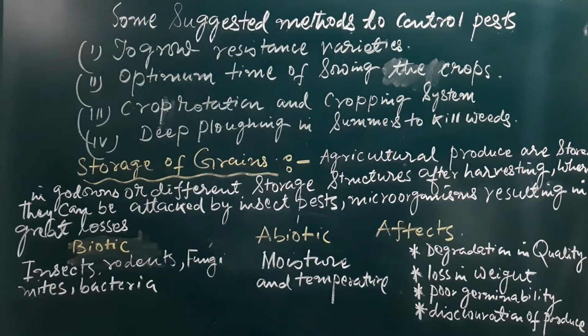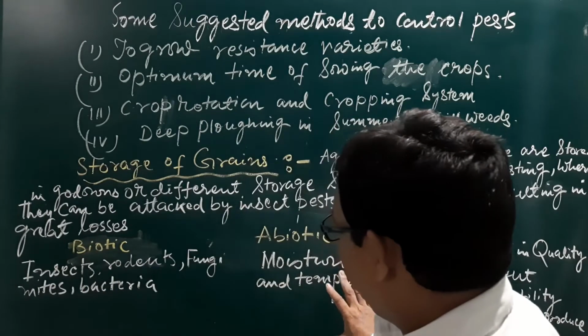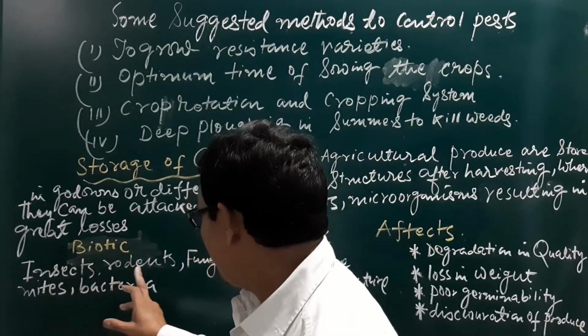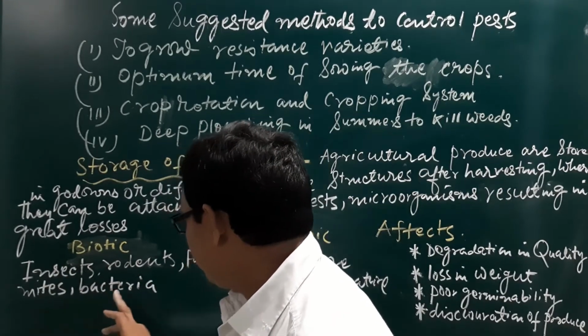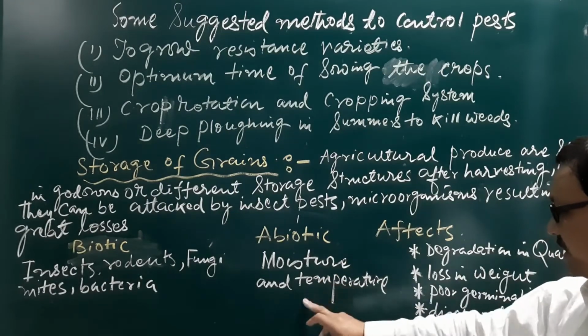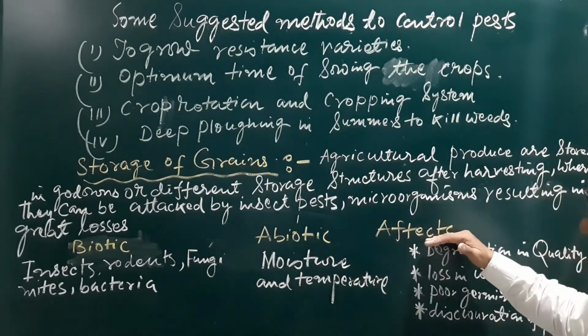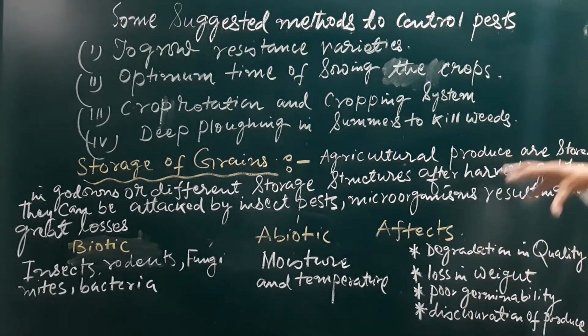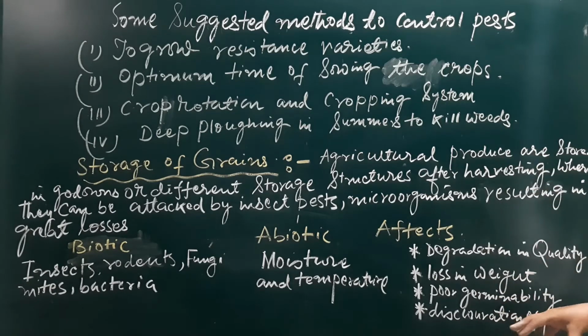In the case of the storage of grains, we should be careful with these factors: biotic factors like insects, rodents, fungi, mites, bacteria, and abiotic factors like moisture and temperature. How do both abiotic and biotic factors harm the crops and cause losses of produce? Like, number one, degradation in quality, loss in weight, poor germination capability, and discoloration of produce.